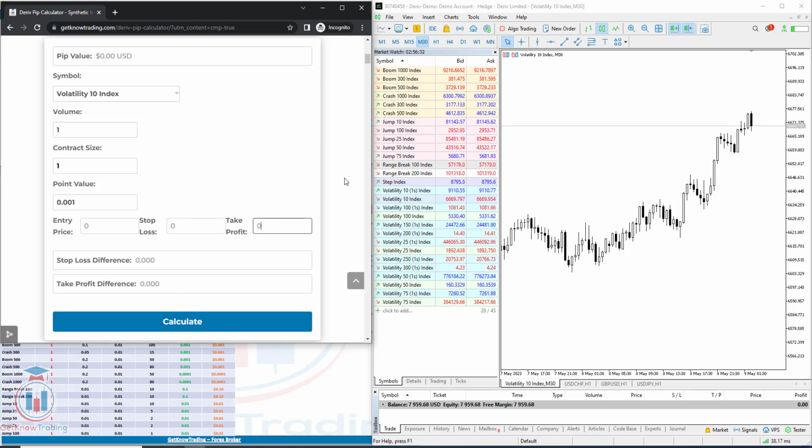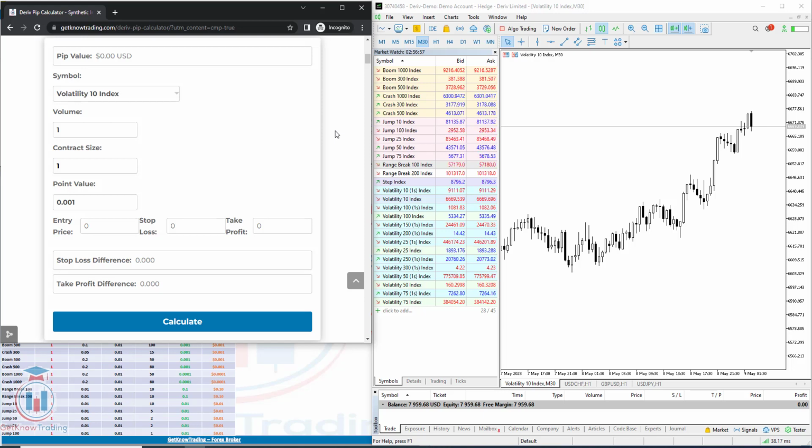So how to use this Pip calculator? You need to define several details I have mentioned, but also you will have a stop loss and take profit difference that you can take and also calculate in US dollars. Why should you use this Pip calculator? Because this Pip calculator helps you to define in currency how much you can make or lose on specific trade.